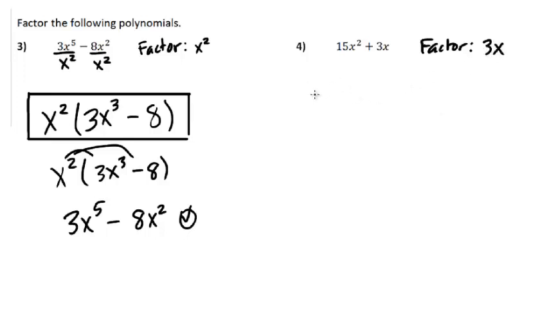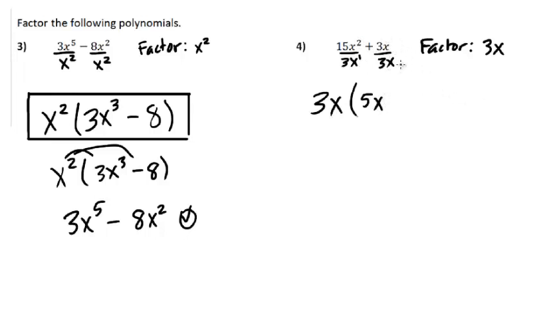So now we need to tell our viewer that we are factoring out a 3x. And what is left when we divide by 3x? So 15 divided by 3 gives us 5. And then x squared divided by x. Okay, 2 minus 1, if you're following the rules for exponents, 2 minus 1 is 1. So we just have x to the first, or x.